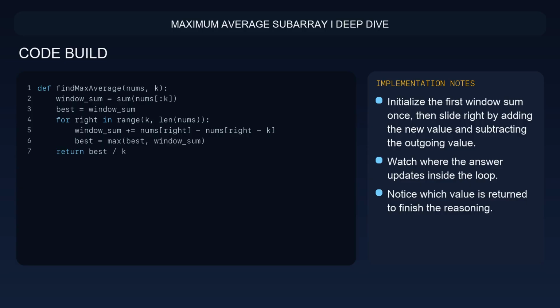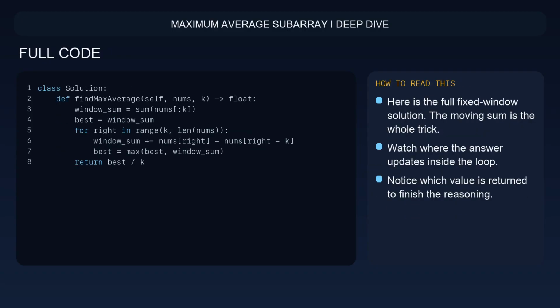In the code, focus on 2 checkpoints. Watch where the answer updates inside the loop, and notice which value is returned to finish the reasoning. Here is the full fixed window solution. The moving sum is the whole trick. Watch where the answer updates inside the loop, then notice which value is returned to finish the reasoning.